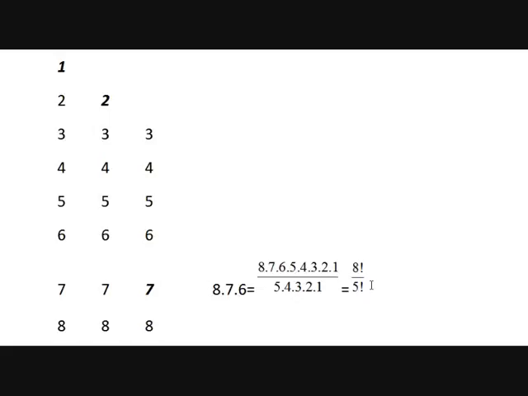What does it mean? 8 means total possibilities, right? Factorial of total possibilities by factorial of 5. How can you represent 5? The total possibilities are 8 and the total boxes are 3, so 8 minus 3 is 5. So the permutations with n possibilities and r boxes is equal to n factorial by n minus r factorial.